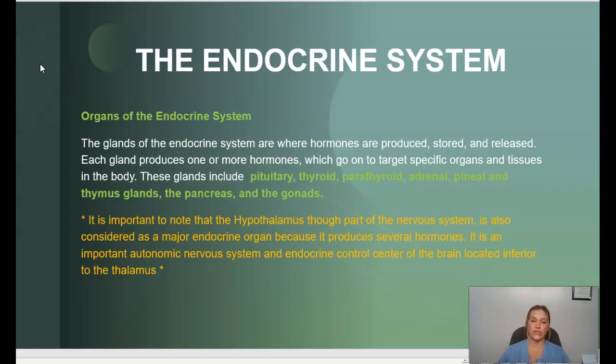It's also important to note that the hypothalamus of the brain, though part of the nervous system, is also considered a major endocrine organ because it produces several hormones. So it is an important autonomic nervous system and endocrine control center of the brain. So I just wanted to make a note of that here.